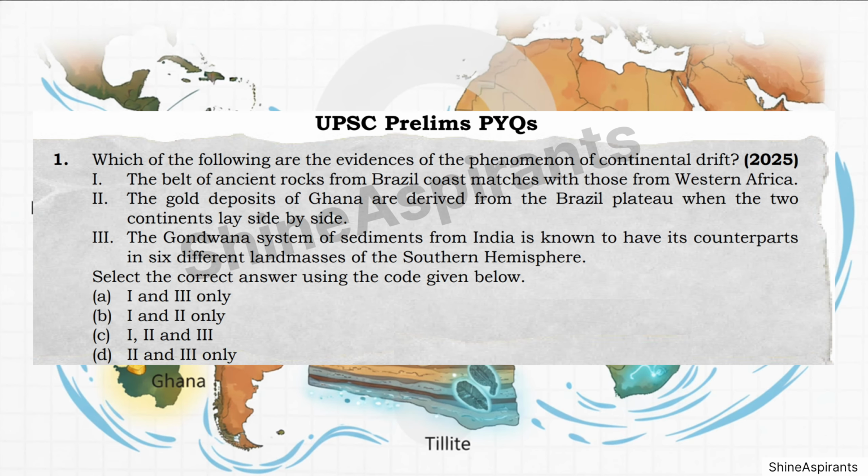Question 1, UPSC Prelims 2025. Which of the following are evidences of the phenomenon of continental drift? 1. The belt of ancient rocks from Brazil coast matches with those from Western Africa. 2. The gold deposits of Ghana are derived from the Brazil Plateau when the two continents lay side by side. 3. The Gondwana system of sediments from India is known to have its counterparts in 6 different landmasses of the southern hemisphere. Option A, 1 and 3 only. Option B, 1 and 2 only. Option C, 1, 2 and 3. Option D, 2 and 3 only. Pause 8 seconds.